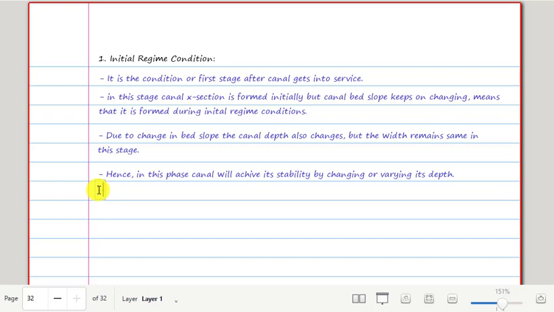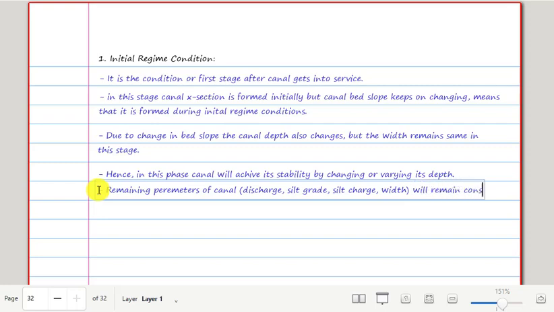And all other remaining parameters of canal will remain constant. Remaining parameters means discharge of canal, silt grade or silt charge. We have discussed all these terms in the Kennedy's theory, and width. All these will remain constant. Okay, so these were a few important terms related to the initial regime condition.